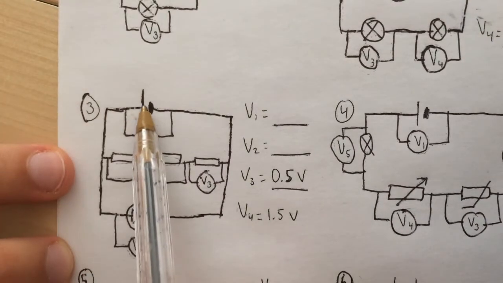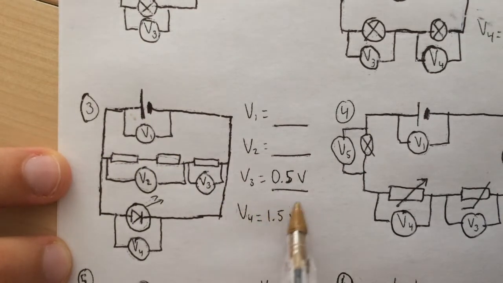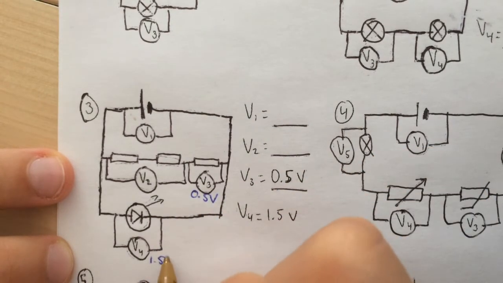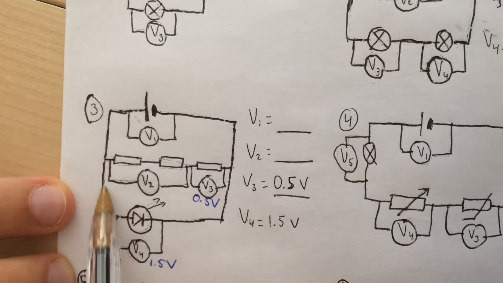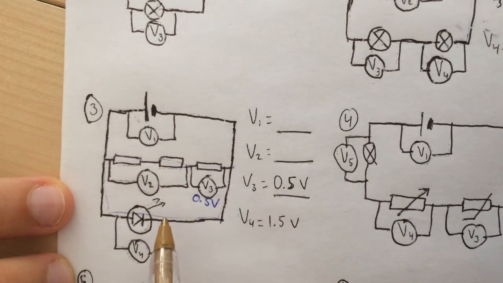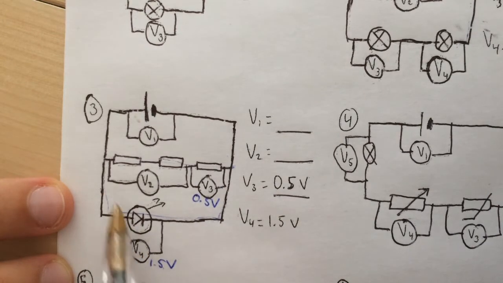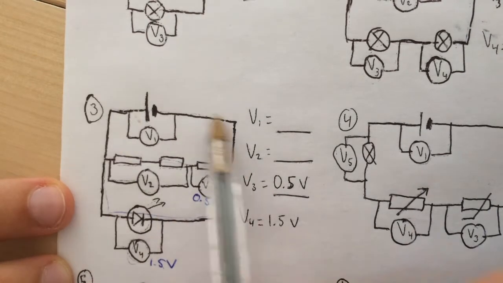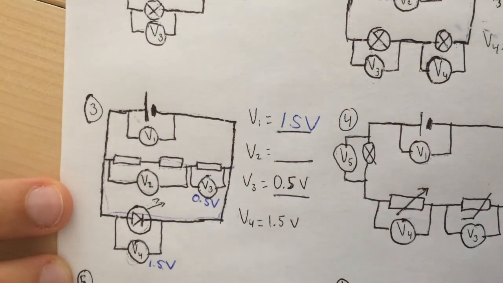Okay, question 3. Again, this is a parallel circuit because at some point over here there is a junction, the wire splits. We are told that V3, I'm just going to write it here, is 0.5 volts, and we're told that V4 is 1.5 volts. So this is one branch, this is the other branch. If this branch gets 1.5 volts over here, that's this branch, then each branch must also have 1.5 volts. So V1 is 1.5 volts, because the potential difference in parallel is the same across each branch.